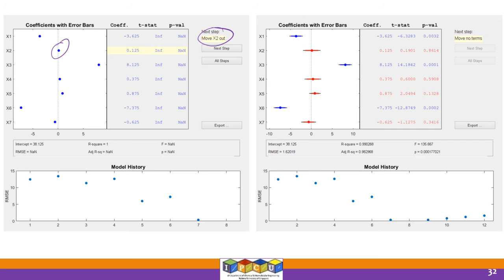Here it shows the R squared is 0.99 and the R squared adjusted is 0.98. The p-value for the F-test is this value, which is smaller than 0.05. So I say the model is adequate. The intercept is 38.125. That's the constant term in the model.